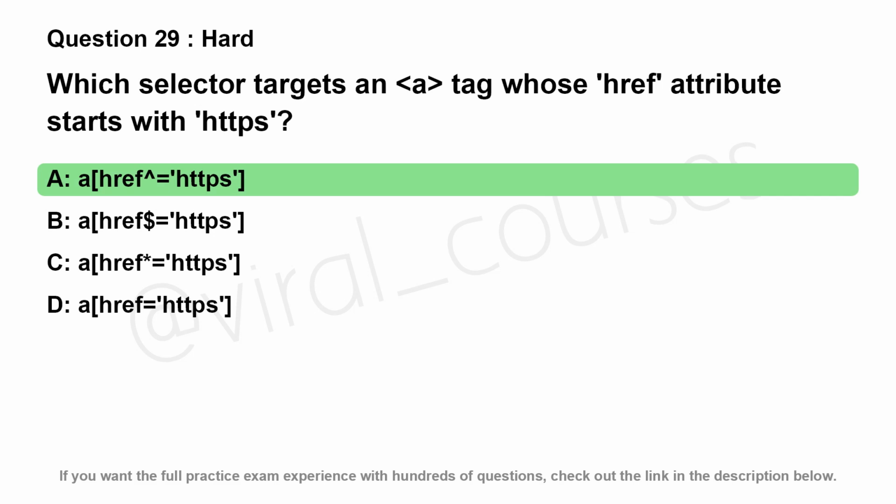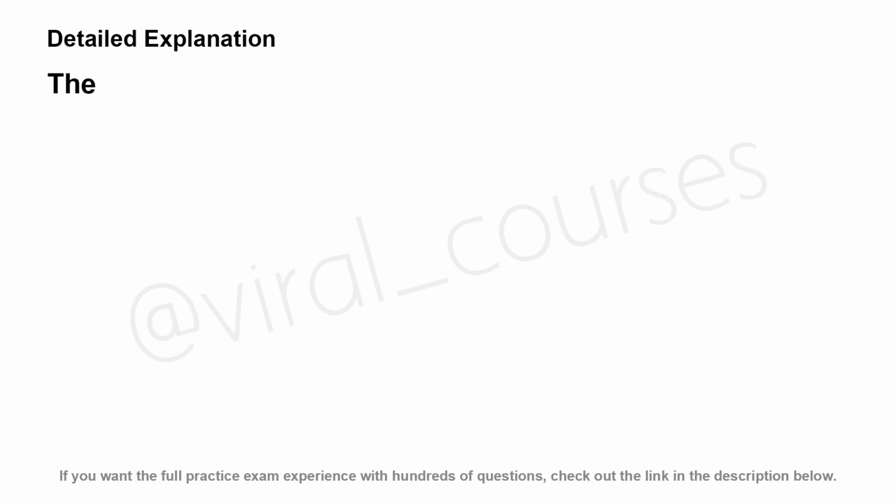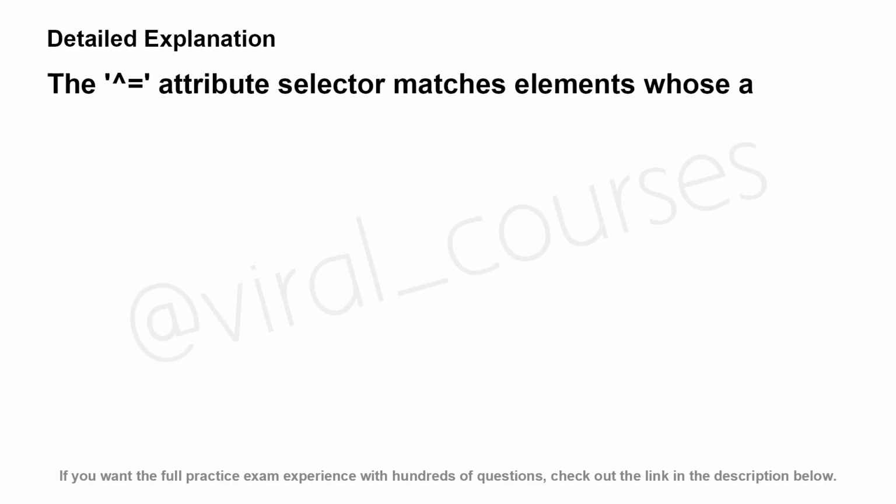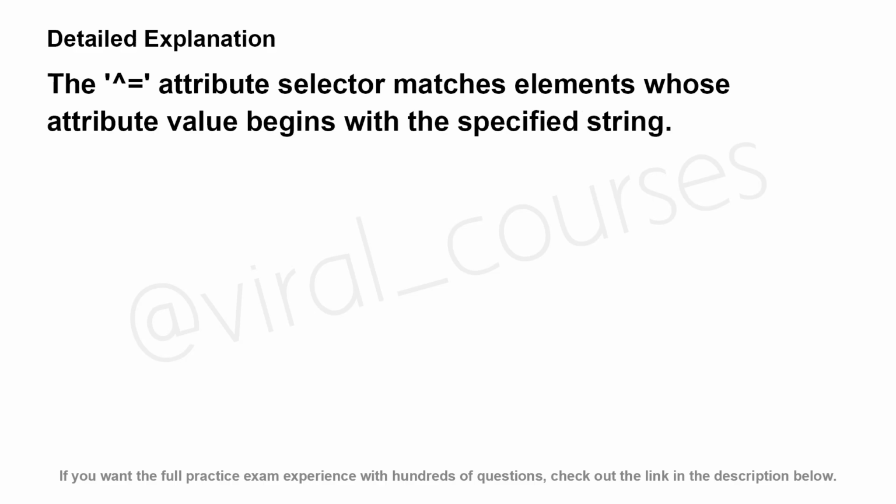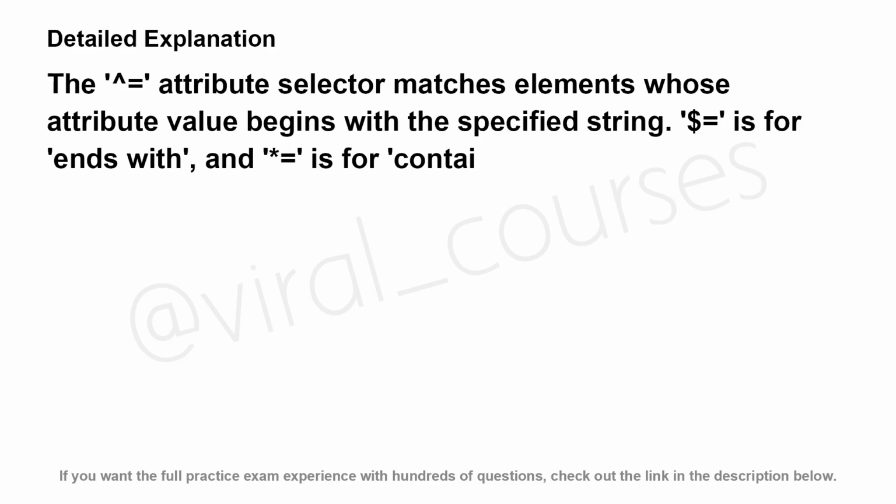The correct answer is A. The caret-equals attribute selector matches elements whose attribute value begins with the specified string. Dollar-equals is for ends with, and asterisk-equals is for contains.